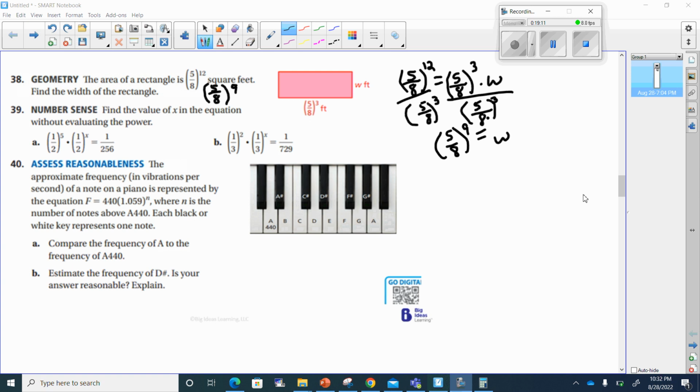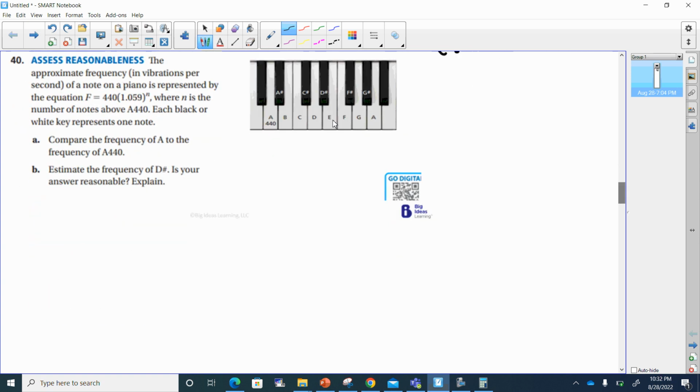Last one for me is 40. I think that's the last assignment, thank goodness. The appropriate frequency and vibrations per second of a note of a piano is represented by the equation F equals 440 times 1.059 to the n power, where n is the number of notes above A 440. Each black or white key represents one note. All right? Compare the frequency of A to the frequency of A 440.